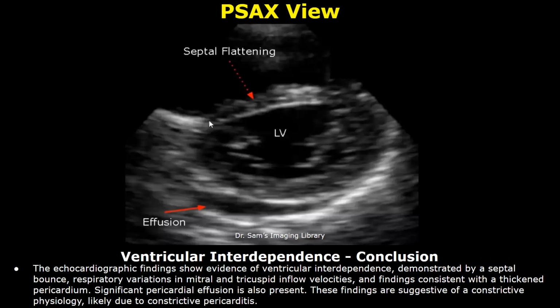This is the conclusion. The echocardiographic findings show evidence of ventricular interdependence demonstrated by a septal bounce, respiratory variations in mitral and tricuspid inflow velocities, and findings consistent with a thickened pericardium. Significant pericardial effusion is also present. These findings are suggestive of a constrictive physiology, likely due to constrictive pericarditis.